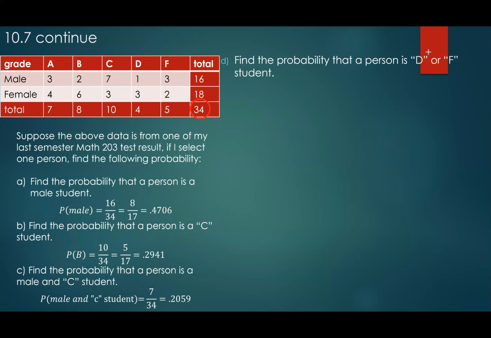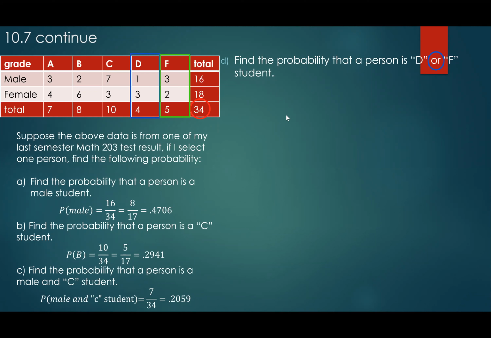Now, here comes the word that you will see a lot later on: or. Find the probability that a person is a D or an F student. How do I find a D or an F student here? Do you agree that this is my D and this is my F student? The purpose of this problem is, do you see that the green box and the blue box do not intersect? They do not cross each other, right?